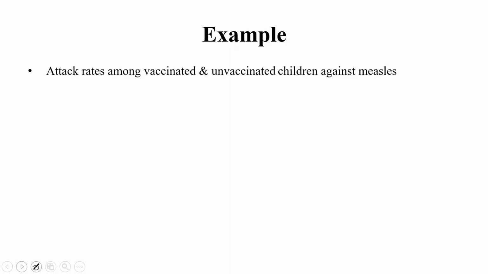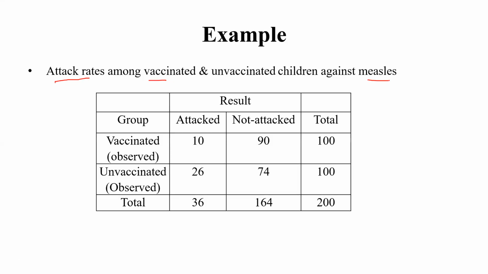So we have an example, and we'll try to understand it. Here we have two categorical variables. One is vaccination and the second is the attack rate. Attack rate is attacked and not attacked. Vaccination is vaccinated and unvaccinated against measles in children. So we try to understand how we will calculate.